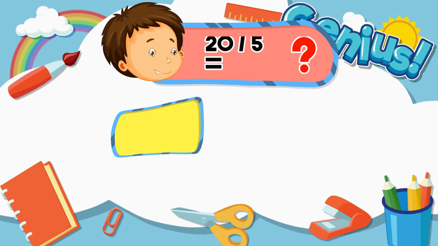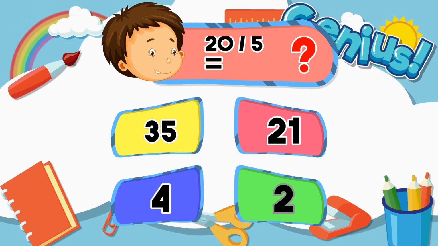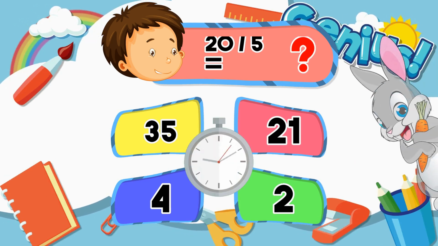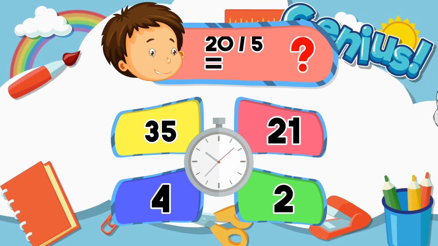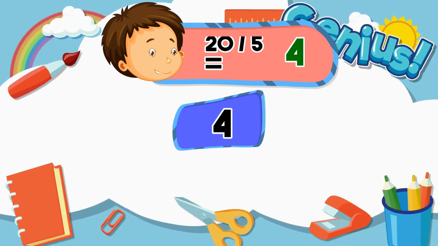What is 20 divided by 5? 35. 21. 4. 2. 4.